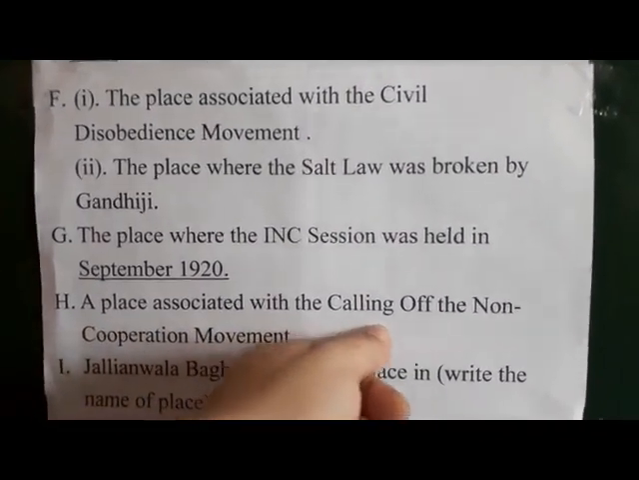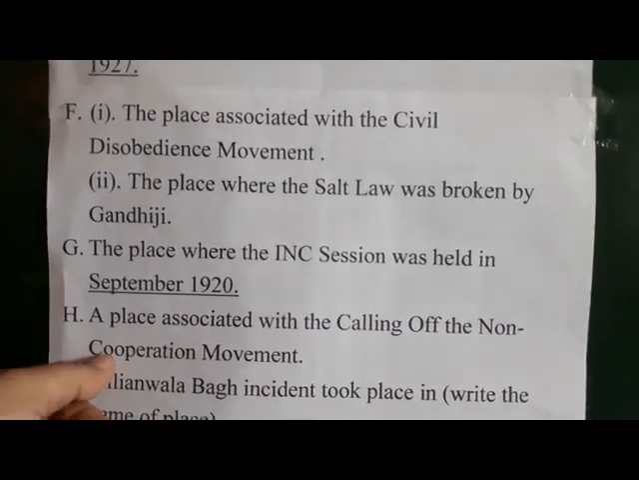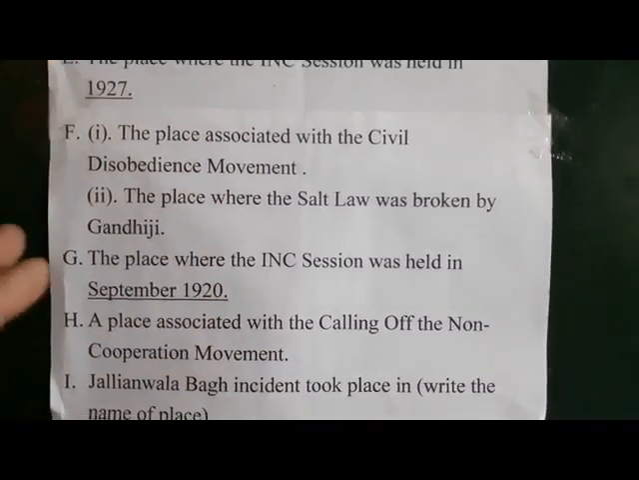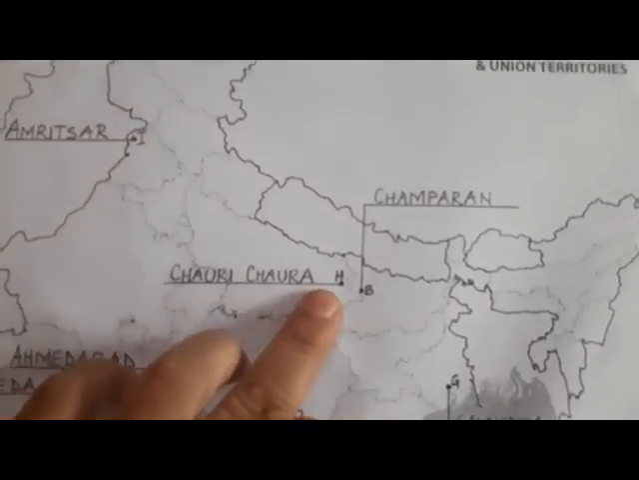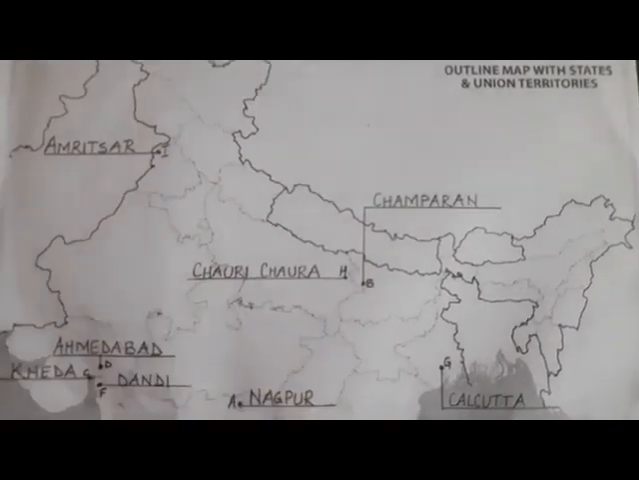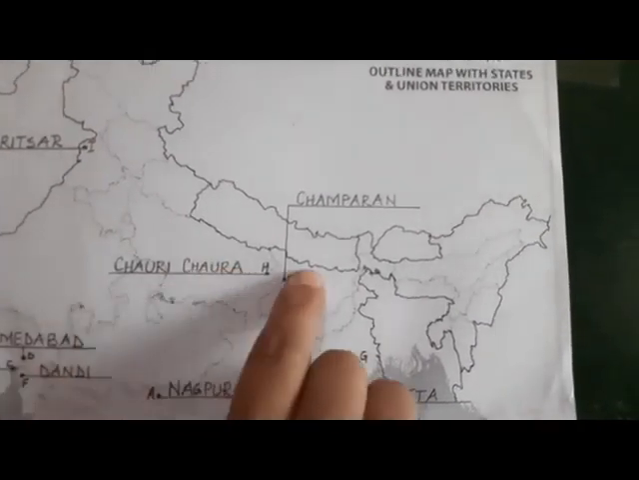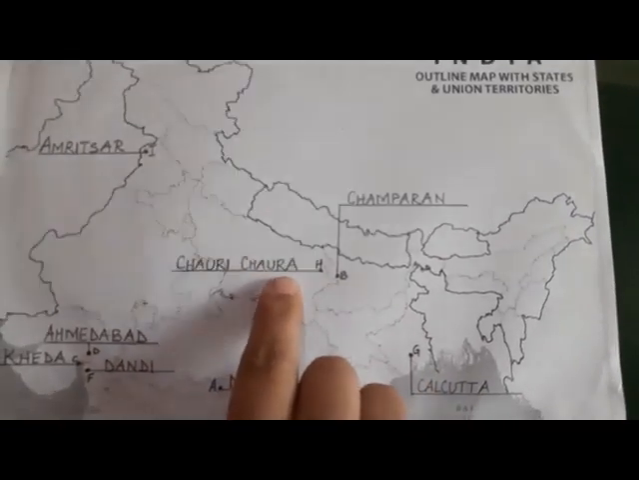Go on to H. A place associated with the calling off of the national non-cooperation movement. H. Eastern UP, Chauri Chara. Why am I saying Eastern UP? Because if I say UP itself, it is north, south, east, west. So I am saying Eastern UP, Chauri Chara. Okay?